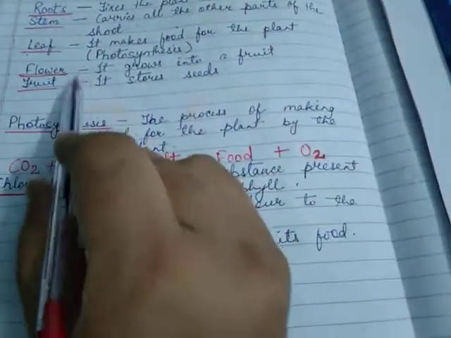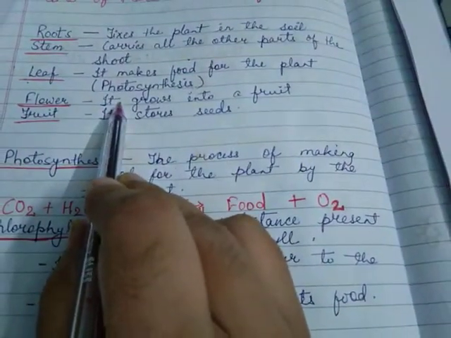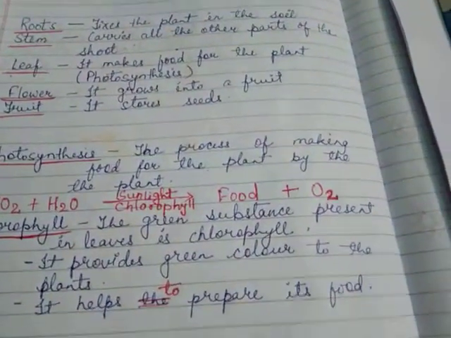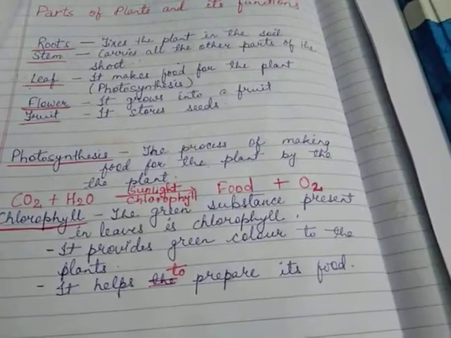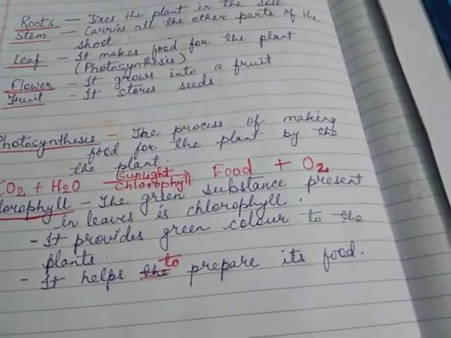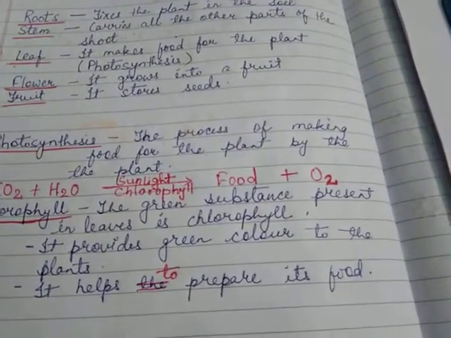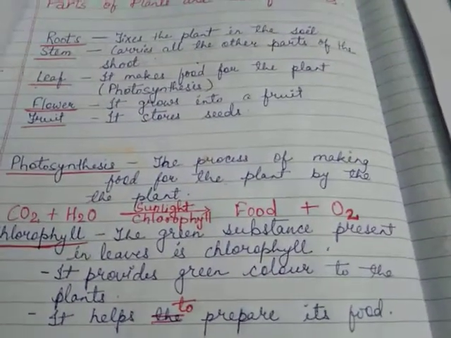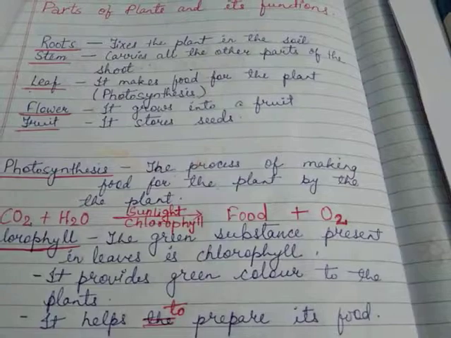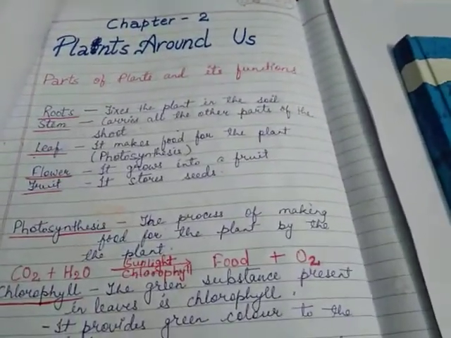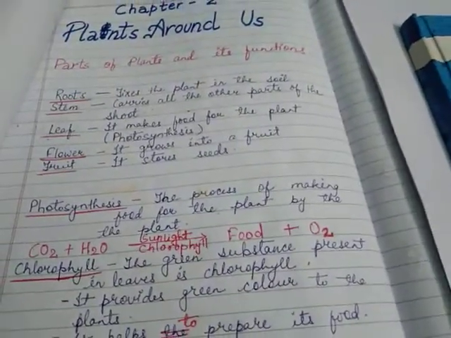Now comes flower. Flower grows into a fruit. Have you seen a flower growing into a fruit? You might have seen, because many flowers grow into a fruit. If you see a rose plant, you will find that there is a bird-like structure below the petals of the flower, and that bird-like structure is its fruit, and it gives rise to a new plant.